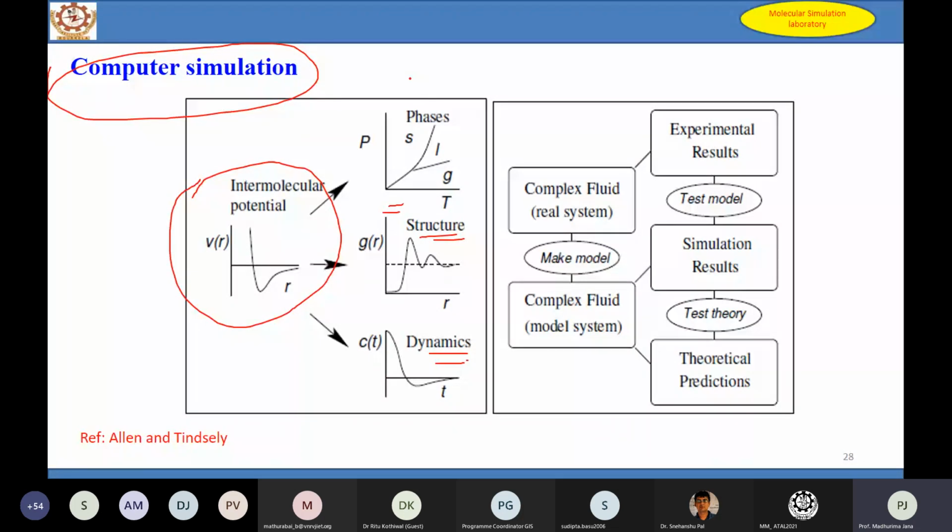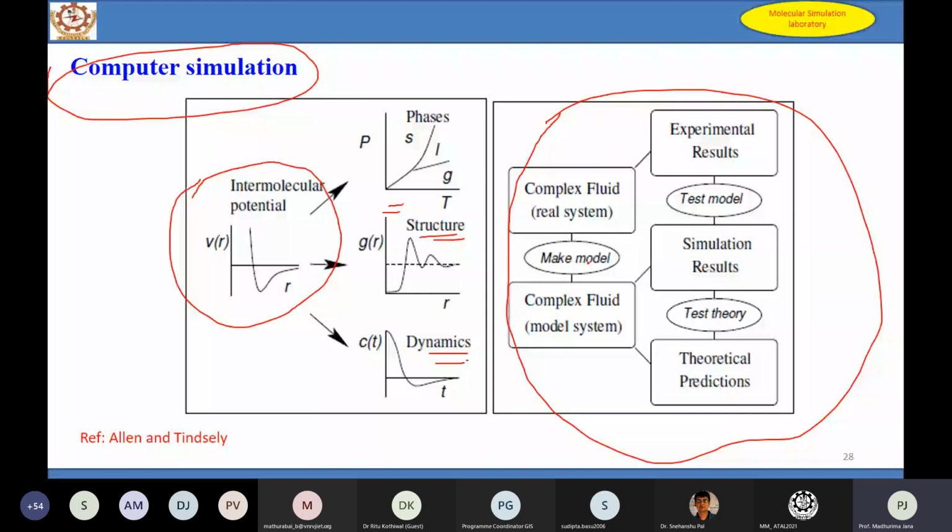Now here is the same thing I have shown already. I have described how your model is relating the theory and the experiment. It is the same thing, except that the simulation has been incorporated here. So you make a model, get the experimental result, test your model, get the simulation result, and then test the theoretical prediction.